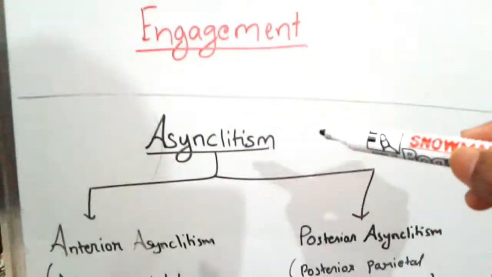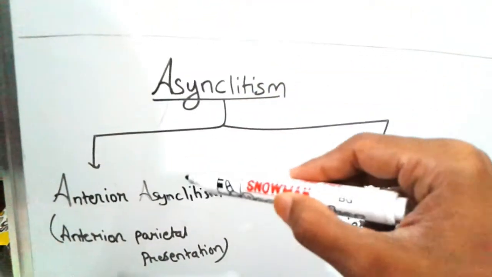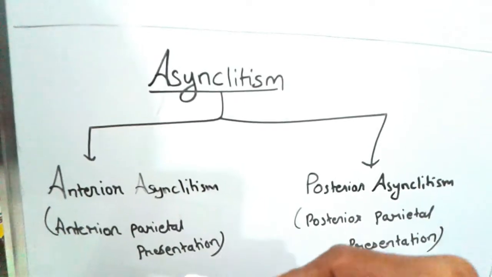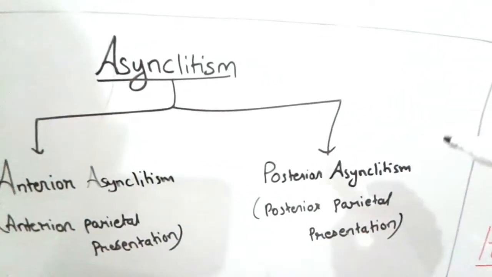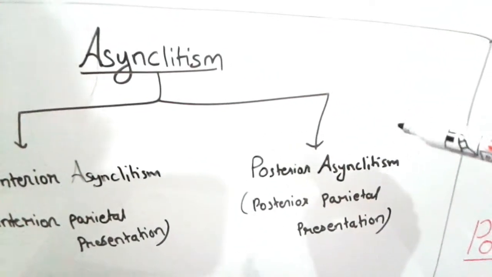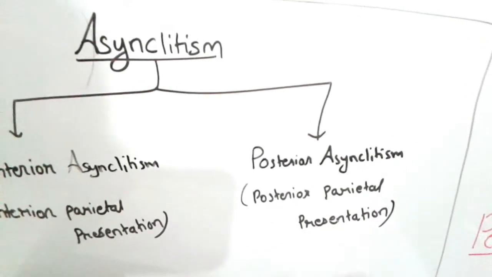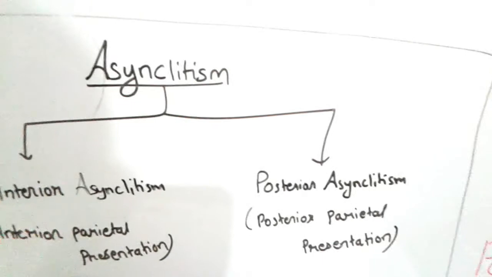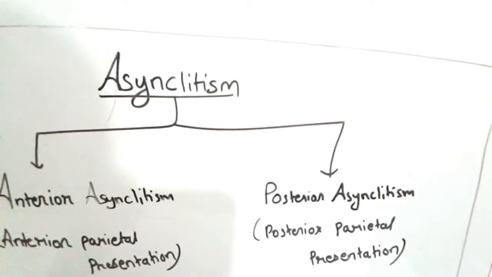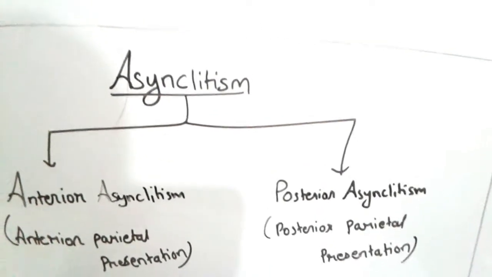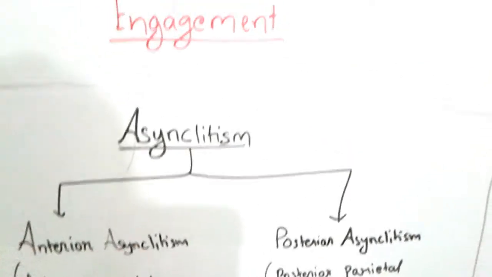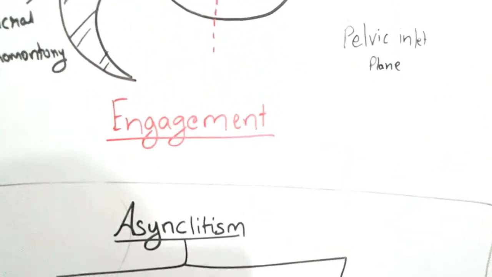Asynclitism is of two types: anterior asynclitism, which is also known as anterior parietal presentation, or posterior asynclitism, which is also known as posterior parietal presentation. You might be thinking, how can parietal presentations be either anterior or posterior? Okay, then I will clear this before proceeding further.